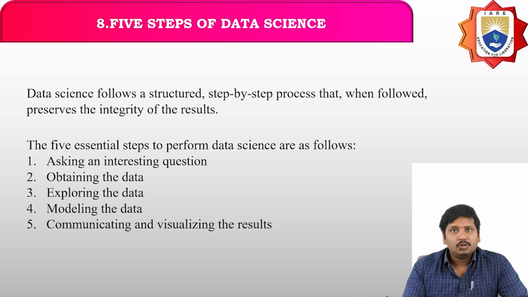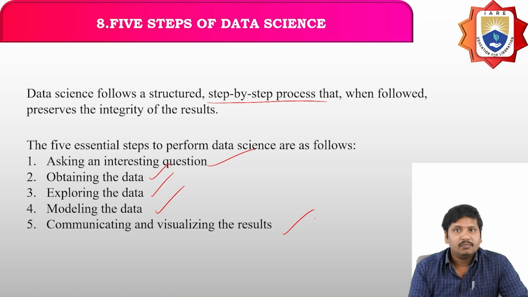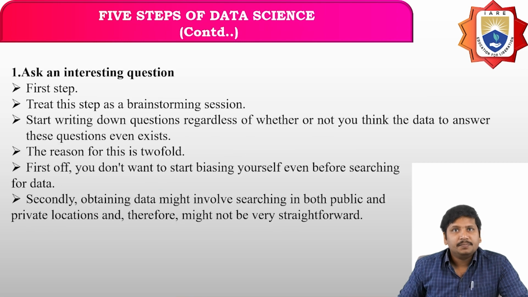Data science is a step-by-step process that should be followed, and it preserves the integrity of the results. The 5 essential steps to be performed in data science are asking an interesting question, obtaining the data, exploring the data, modeling the data, and communicating and visualizing the results. So these are the 5 steps we have to follow here.